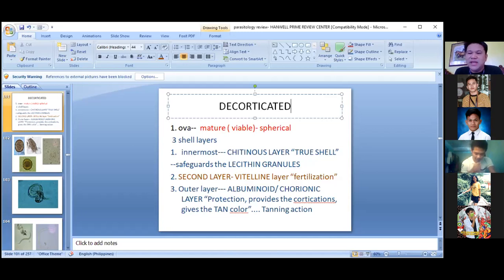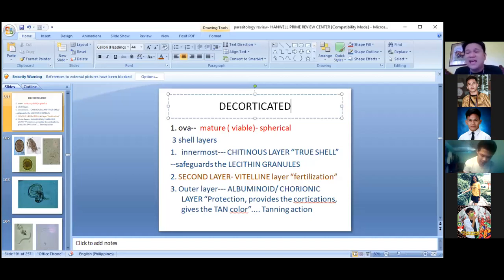Immature. How many layers do you have for immature? Immature ova, unfertile ova, we have only two layers. Yes, the innermost layer and the albuminoid layer because it's immature. The moment it is a decorticated immature ova, how many layers will be left? One layer, sir. Only one, correct? What is that layer? The innermost layer.